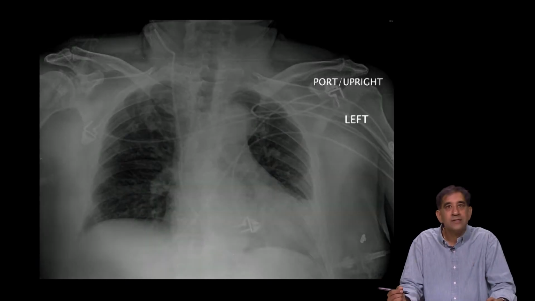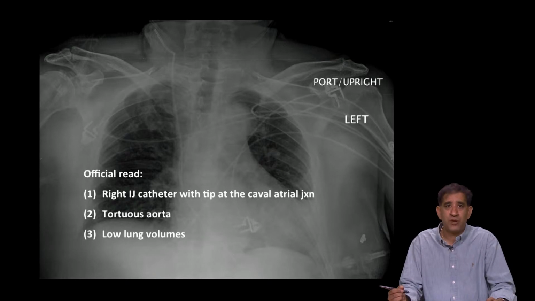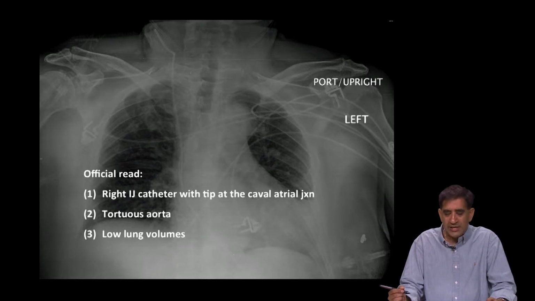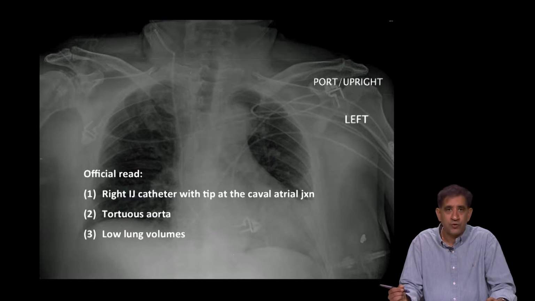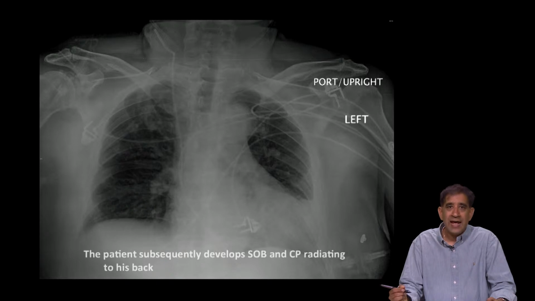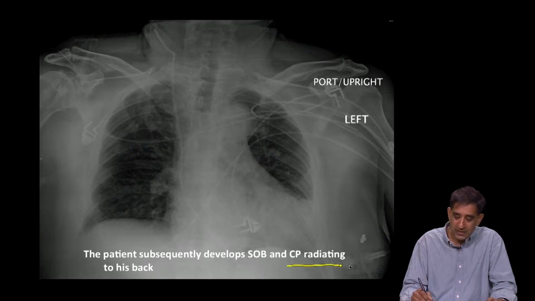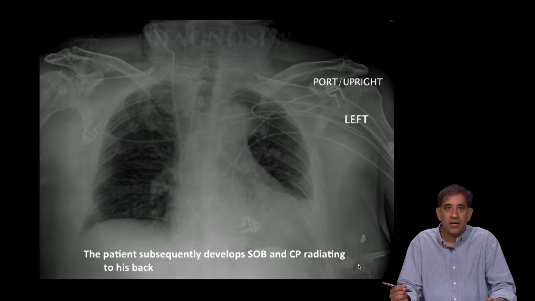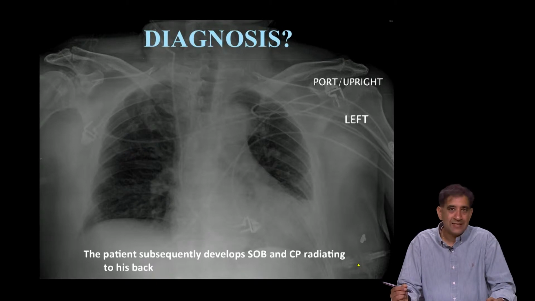And here it is. And fortunately, today the radiologist is on duty and happens to provide an official read. So here's the official read by the radiologist: Right IJ catheter with tip at the caval atrial junction, tortuous aorta, low lung volumes, suggest clinical correlation. So here is that chest x-ray. And now the patient is developing shortness of breath and chest pain radiating to his back. So what is the diagnosis in this particular case? Were you able to figure it out?